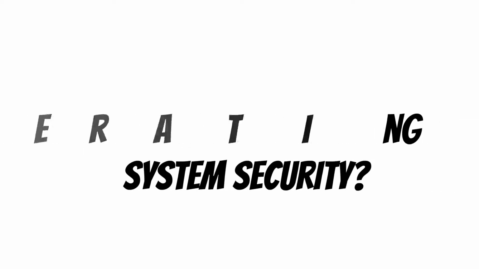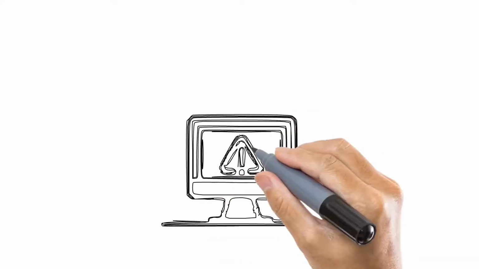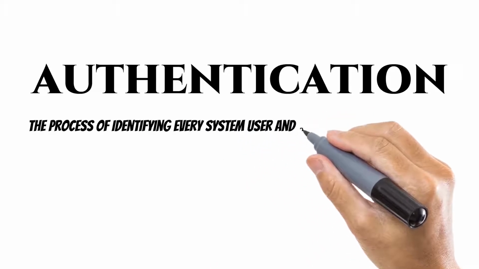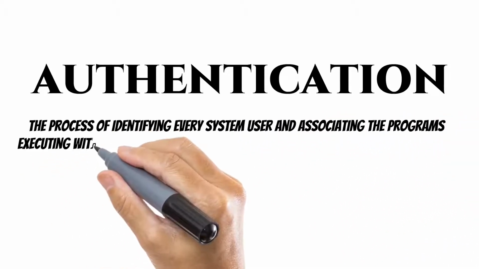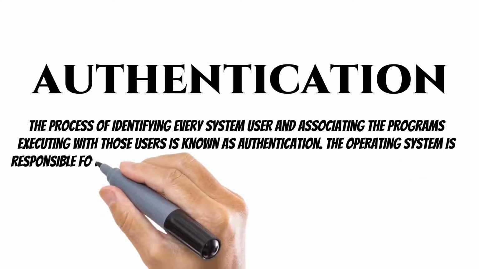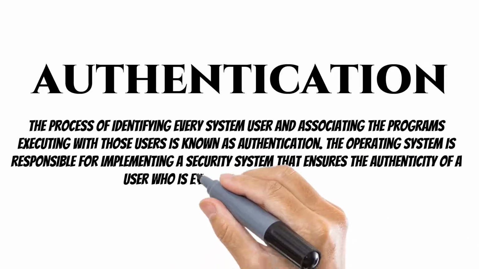How to ensure operating system security? There are various ways to ensure operating system security. These are as follows. Authentication. The process of identifying every system user and associating the programs executing with those users is known as authentication. The operating system is responsible for implementing a security system that ensures the authenticity of a user who is executing a specific program. In general, operating systems identify and authenticate users in 3 ways.